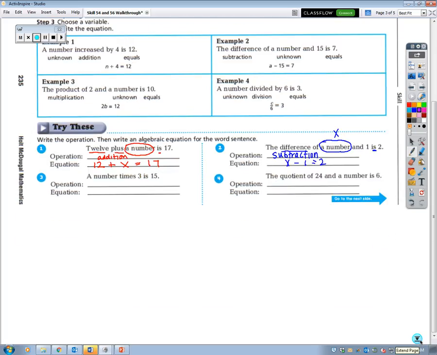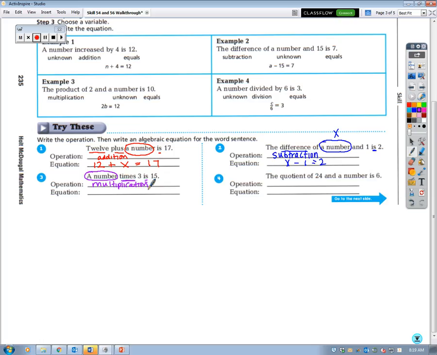Let's check out number 3. A number times 3 is 15. So a number is our variable, times is our operation, and is our equal sign. So what is our operation? Times is what operation? Yeah, multiplication. So a number times 3 is 15.